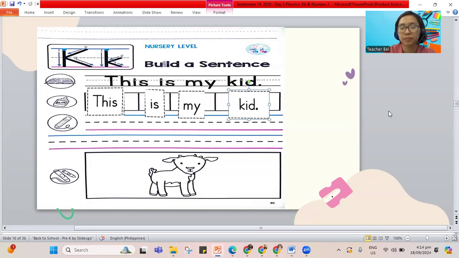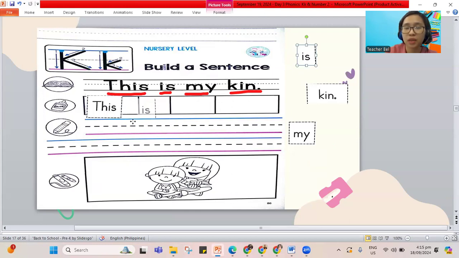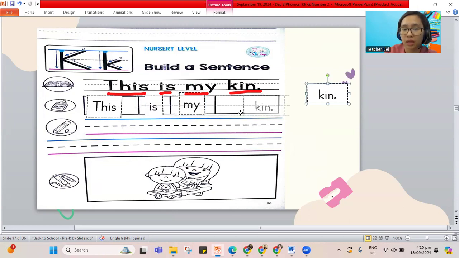Let's see. Our next sentence is about the kin. So let's read our sentence. We have, this is my kin. You are the kin of mommy and daddy. Kin. So how about your words? Let's space it.